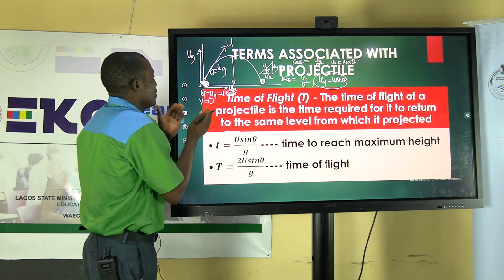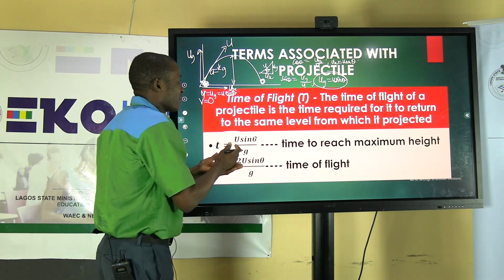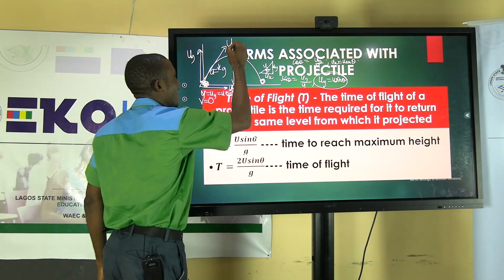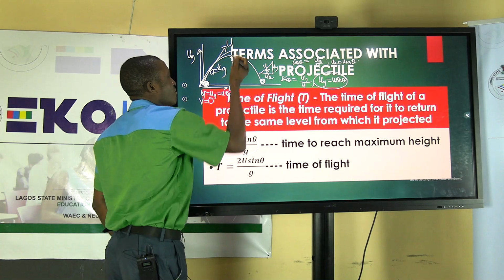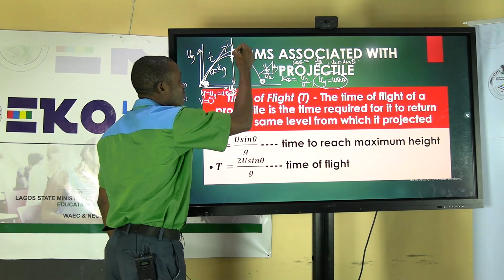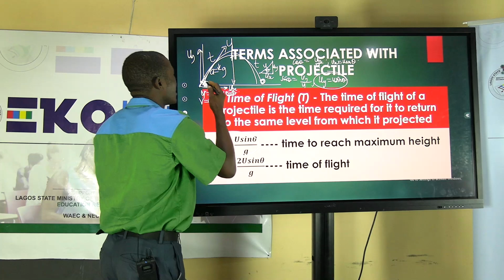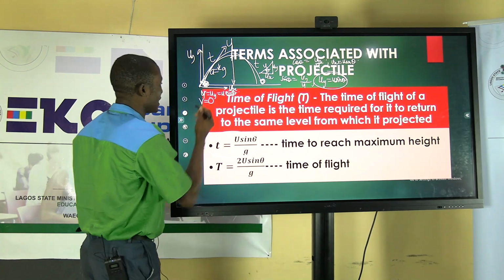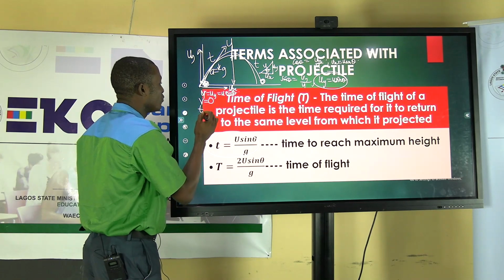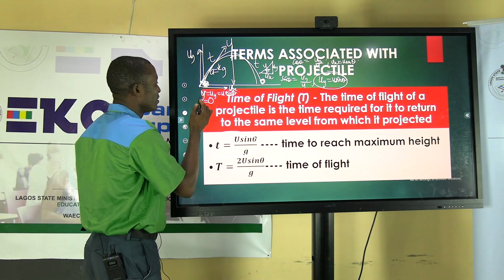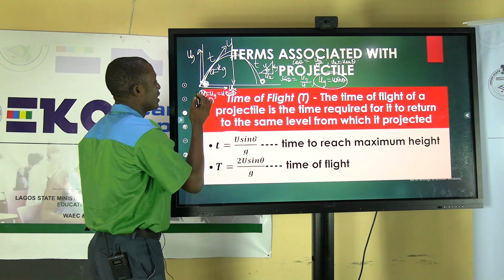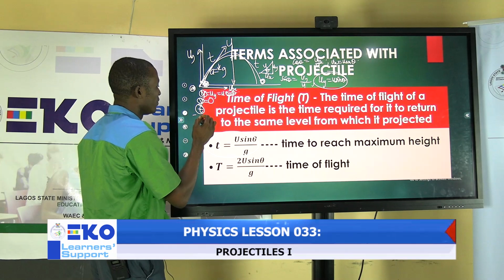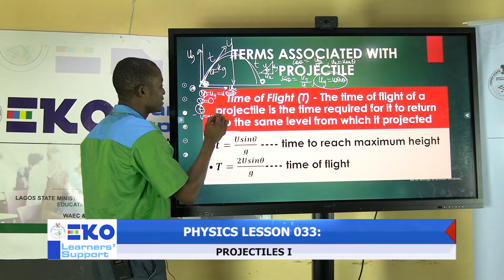So from here, if you want to calculate the time of flight, you must know the time it's going to take to get to the maximum height, because the time it's going to take to get to the maximum height is still the same time it's going to take to drop down. So let's look for the time it's going to take to get to the maximum height, and we multiply it by 2. Which equation of motion do we use? We have v, we have t, we have u, and we also have a. So that is v equals u plus at.